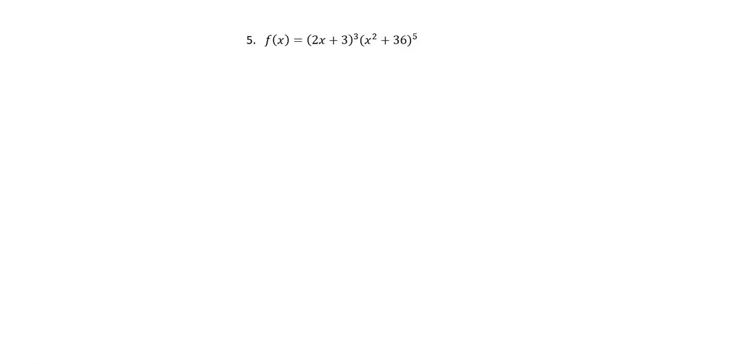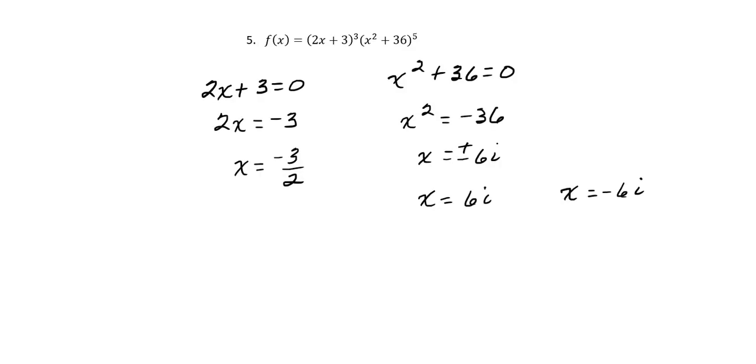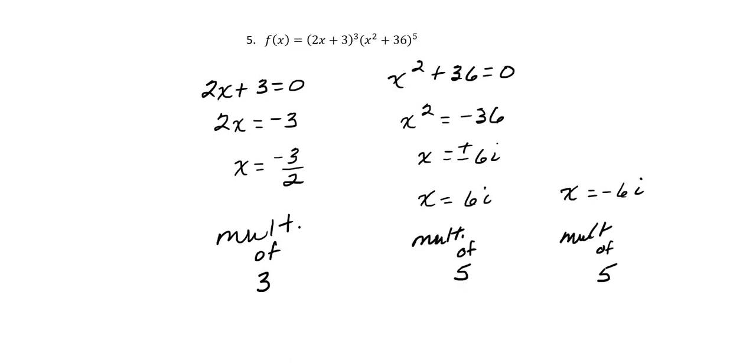This is already factored completely, so I'm going to set each of my factors equal to 0 and then solve. My first factor of 2x plus 3 quantity cubed means that I'm going to have a multiplicity of 3. And the 6i and negative 6i both have a multiplicity of 5.